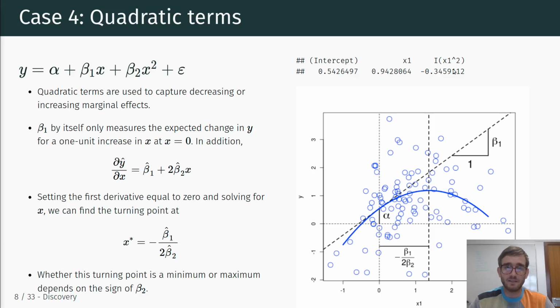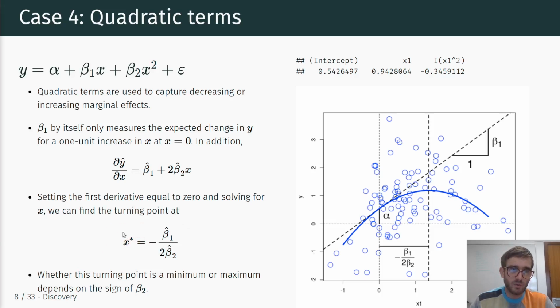So by looking at this x square term, we can directly tell, is it U-shaped or is it reverse U-shaped? If it's negative, then it's reverse U-shaped. If beta 2 is positive, then it's U-shaped, okay? Here it's negative, so it's reverse U-shaped. The critical point is a maximum.